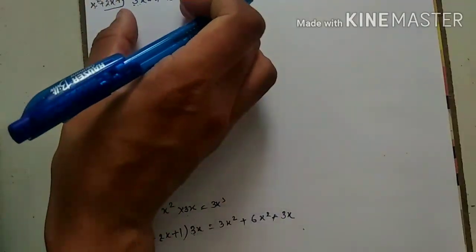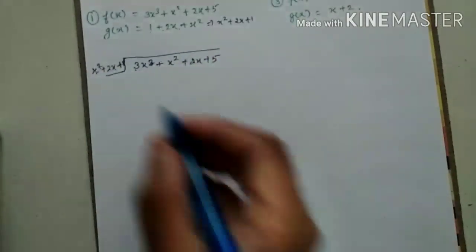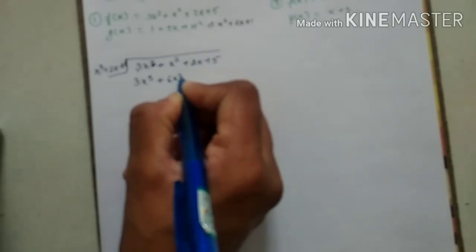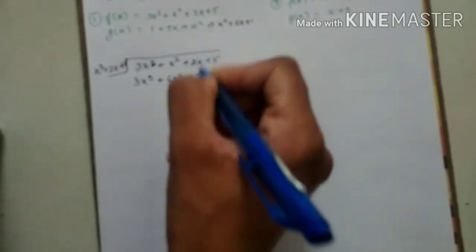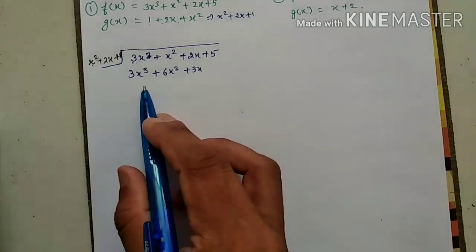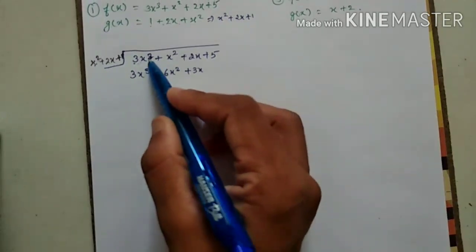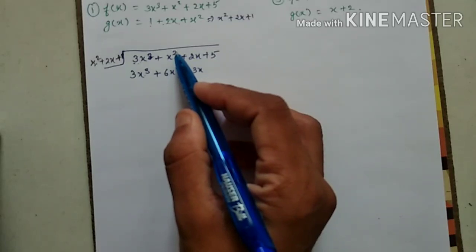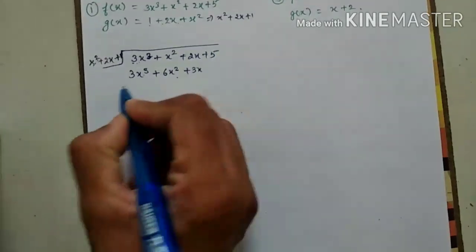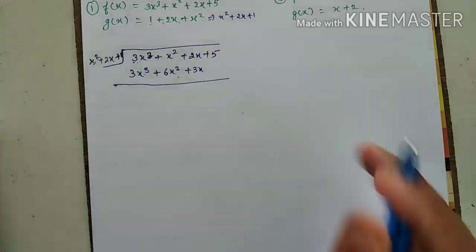Same thing you have to write here according to the power. So what you are getting? 3x cube plus 6x square plus 3x. According to power you have to write. Okay. Now understand, according to power we have to write the terms like cube behind the cube, square behind the square, x power 1 behind the x power 1. Now understand, again you have to do the same division part.